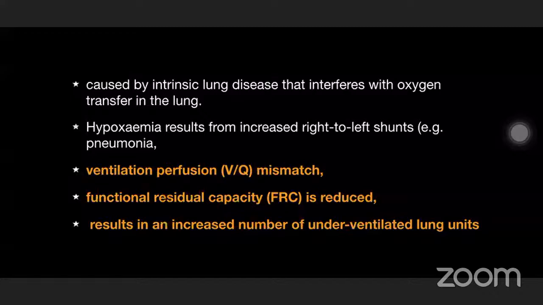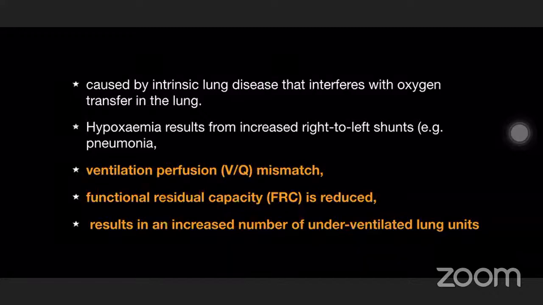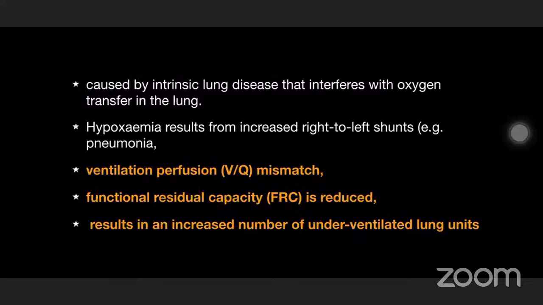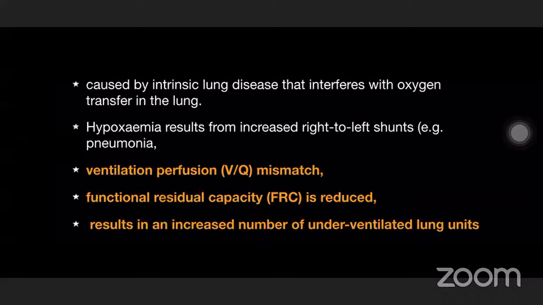Third point is functional residual capacity is reduced. So what is functional residual capacity? This is the volume of air present in the lungs at the end of passive expiration. This is reduced in type 1 respiratory failure. So these three are the main reasons behind type 1 respiratory failure.